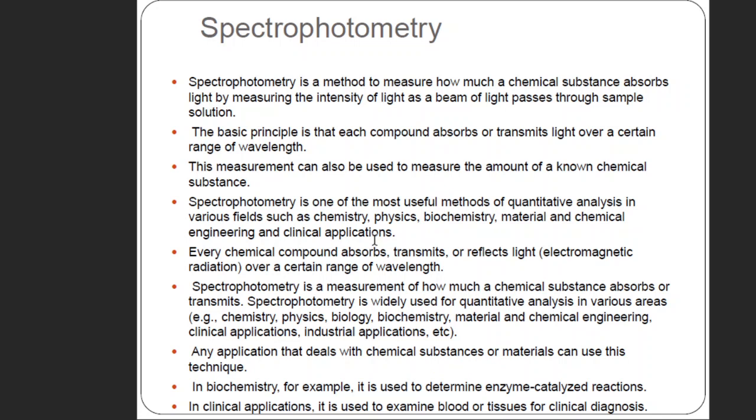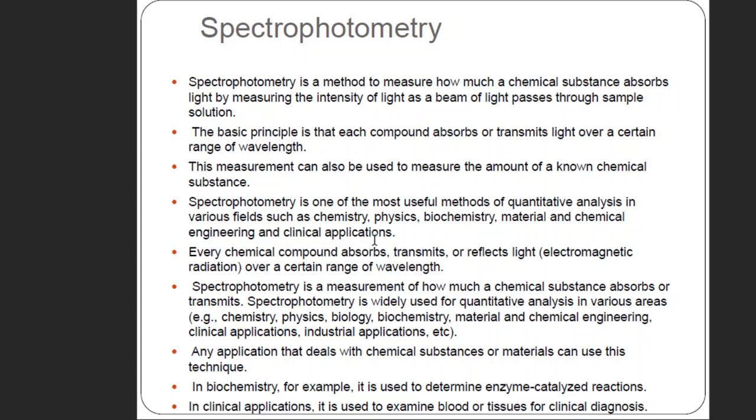So spectrophotometry is a method to measure how much a chemical substance absorbs light. Absorb means something which holds and takes with itself. Like a paper or a cotton: if a glass of water has been spilled on a table, and now that table is full of water, we take a cloth or a cotton and simply put it on that surface.